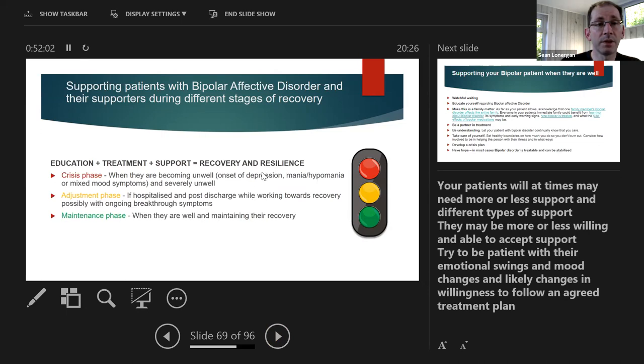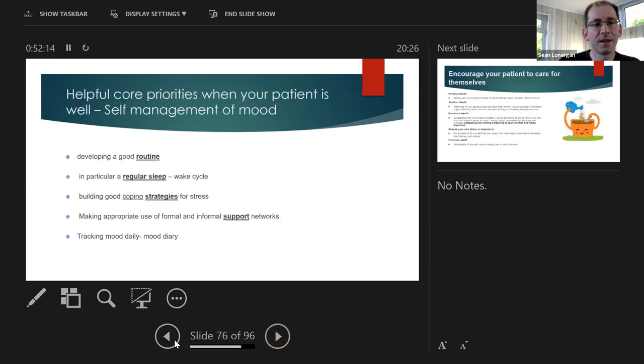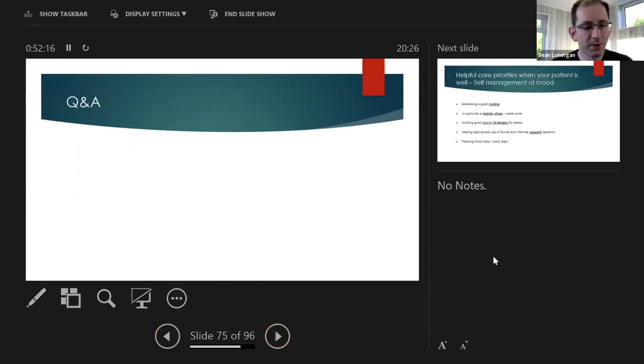So when we think about recovery and resilience, education, treatment, and support, and the right type of each really can make a significant difference. So I might well just end there and go to the Q&A section, given the time, if that's okay. If anybody has a question, that is.